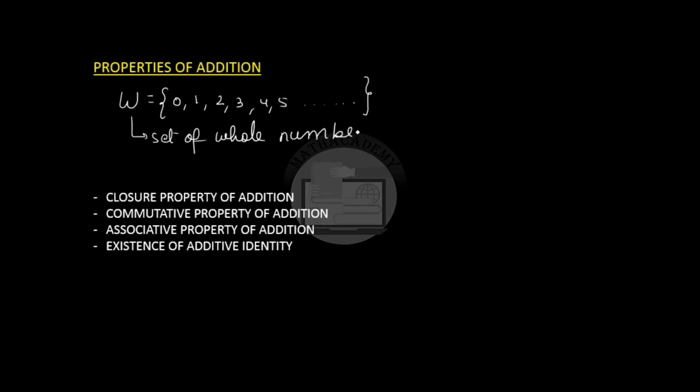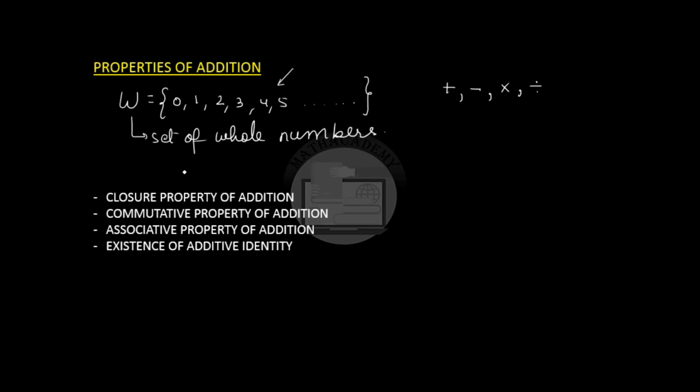So we know that whole numbers are all the natural numbers together with a zero. So if W is a set of whole numbers, then we can write W as 0, 1, 2, 3, 4, 5 and so on. We can have as many numbers, and this is a set of whole numbers. So when we perform the operation of addition, subtraction, multiplication and division on the numbers from this given set, then what all are the properties they follow, we will be learning.